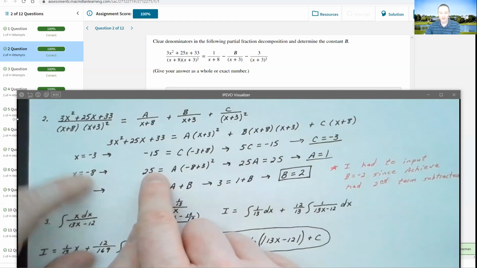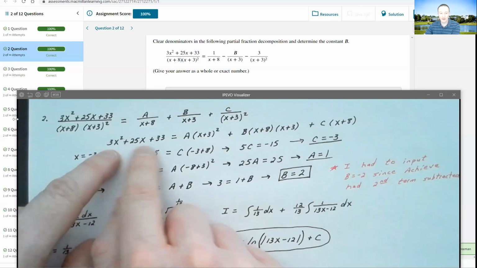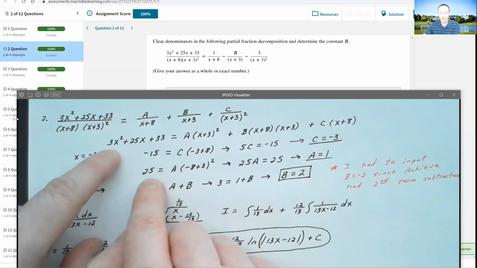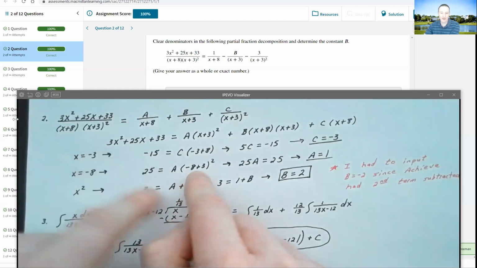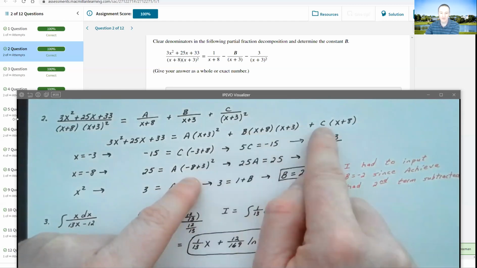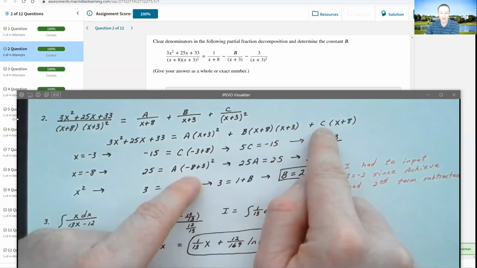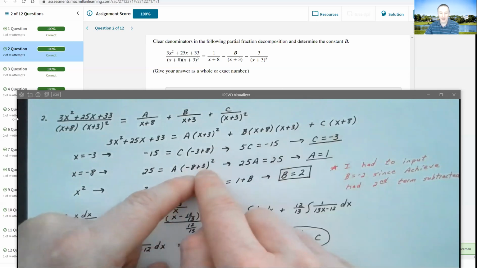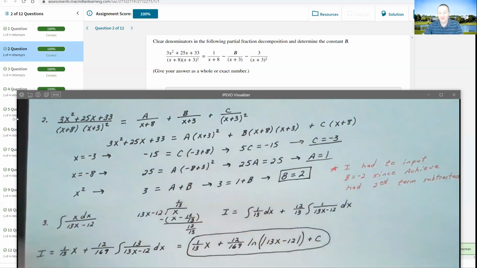x equals -8 on the left-hand side. When I plugged that into that polynomial on the left, I got a positive 25. I plug a -8 into the right-hand side, and I know that the b and the c terms would cancel because they'd be multiplied by 0. The a term is going to be multiplied by -8 plus 3 squared. Well, we know that that's 5 squared, which is 25.